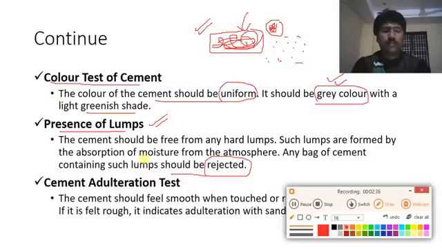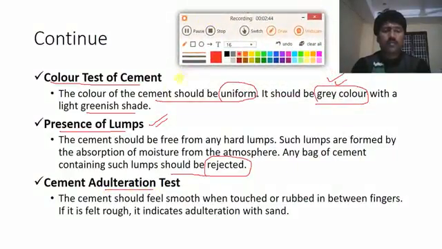The next test is the cement adulteration test. In this test, the cement should feel very smooth when it is touched and rubbed between the fingers. If it feels rough, it indicates adulteration of the cement. So the adulteration test is nothing but you just touch the cement and feel that it is very smooth. If you feel it is rough, it indicates that adulteration has happened with the cement.